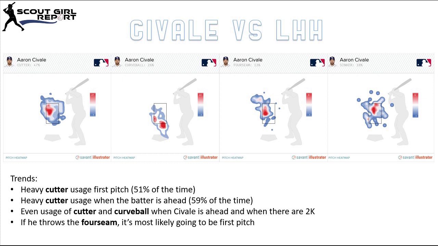Now moving on to Civale versus left-handed hitters, he uses the cutter and the curveball mostly against lefties, but he also rarely mixes in his 2 fastballs. Similar to how he was staying outer half most of the time versus right-handed hitters, he's throwing the cutter and the 4-seam to the outer half against left-handed hitters. And he throws the curveball down and into lefties and then the sinker to the upper half.